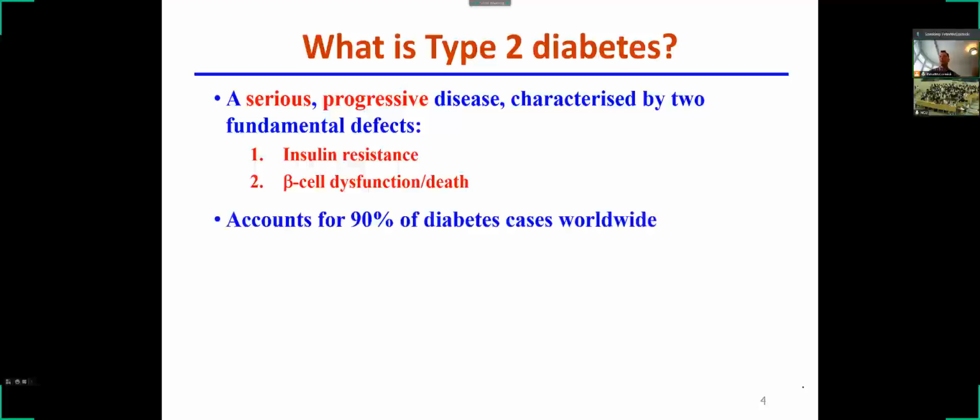What is the percentage of diabetes? Well, type 2 diabetes accounts for 90% of diabetes cases worldwide, which is a staggering number. But if we think about what causes type 2 diabetes, it actually provides some hope for getting a hold of this epidemic and for treatment, because some of the treatment is rather obvious.